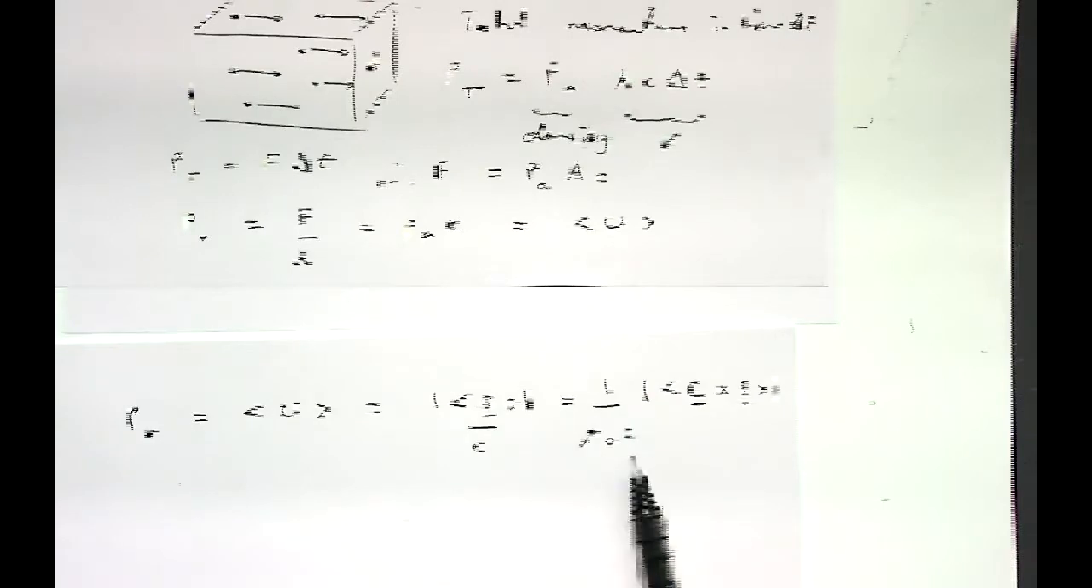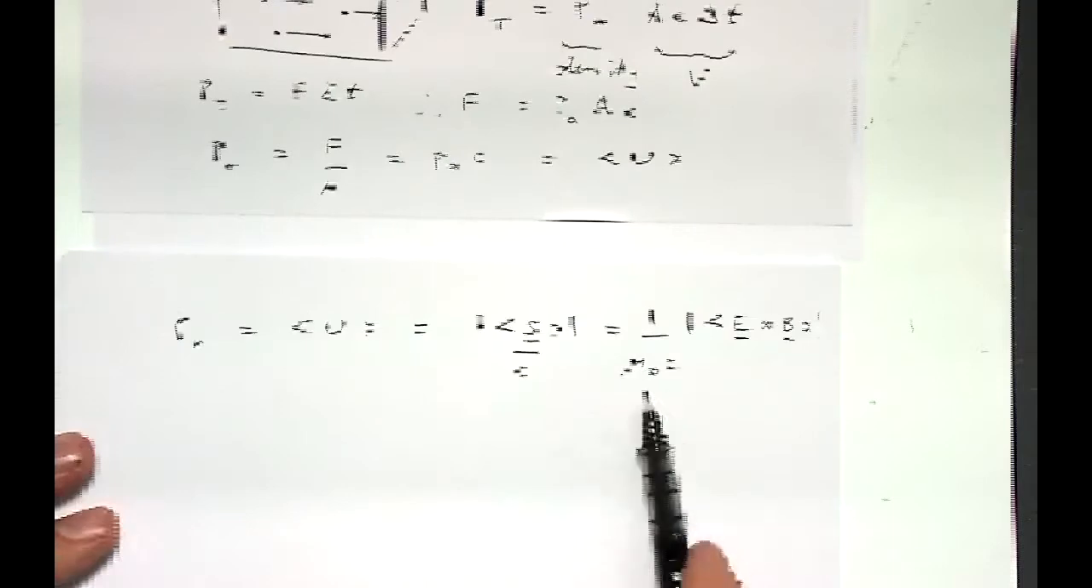Now you should take a look at that 1 over mu naught c. You can rewrite that. That's going to be a very important constant later. You can clearly rewrite that in a variety of ways because c is equal to 1 over the root of epsilon naught mu naught. Anyway, this will be important later.